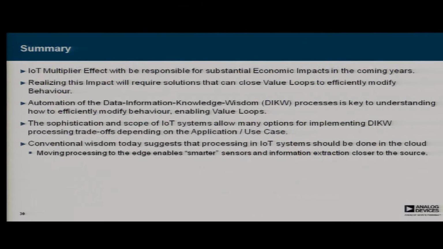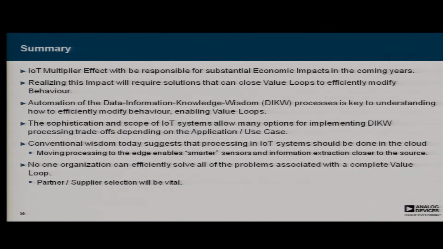Conventional wisdom, as I mentioned, suggests that processing in IoT systems should be done in the cloud, but moving processing to the edge node enables smarter sensors and information extraction much closer to the source. The key thing about all of this is that no one organization can efficiently solve all of the problems associated with a complete value loop. So partner and supplier selection is going to be key for all of us as we build this brave new world together.